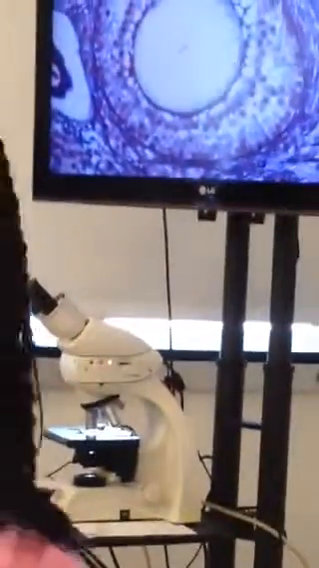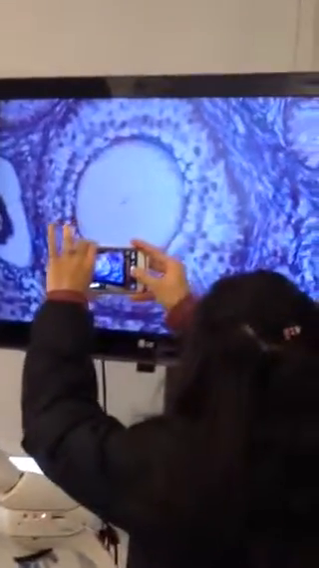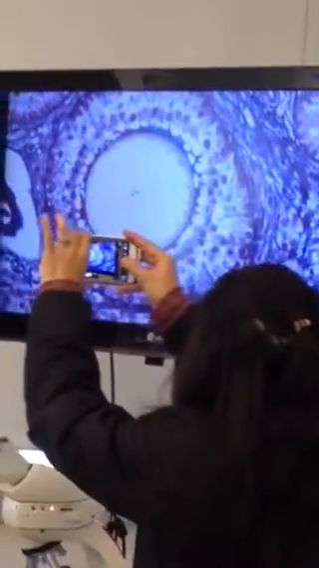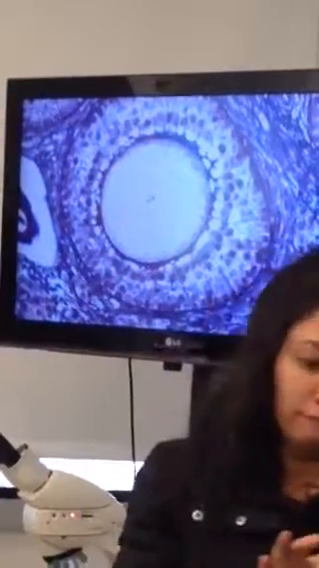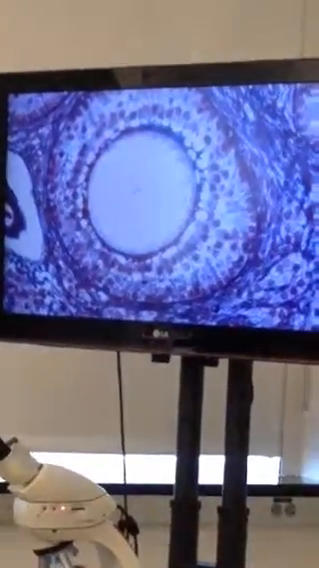So I'm going to take a picture of that. That's called a primary follicle. It's one egg, and now there's not just one layer of cells around it, but like 3 or 4, a thicker wall around it. Okay?